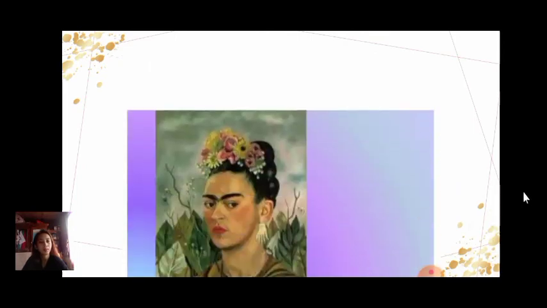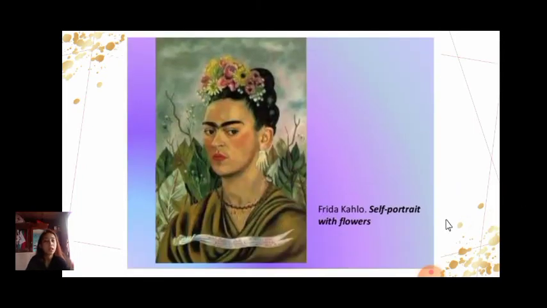The next is Frida Kahlo, self-portrait with flowers. So, naghimon siya self-portrait niya kay aron na siya unlimited opportunities to study the character with different.